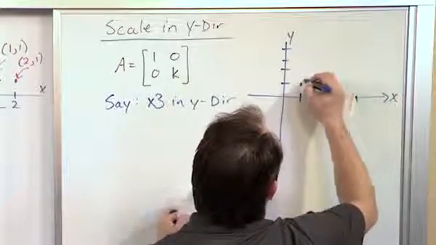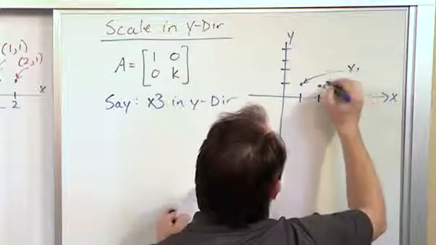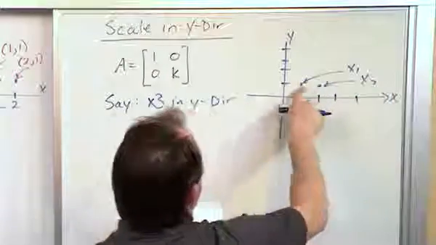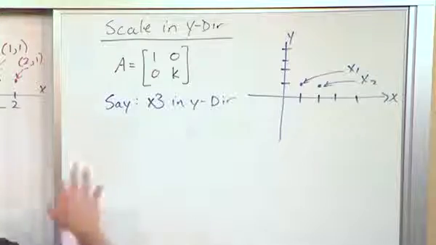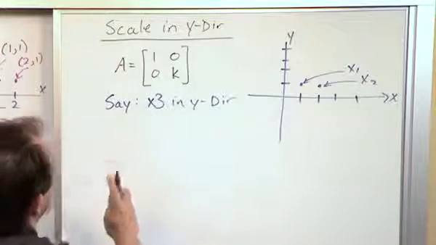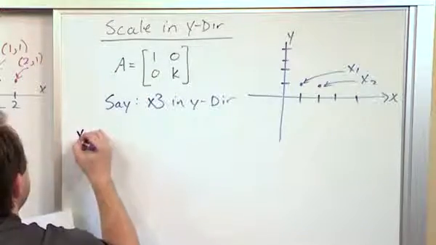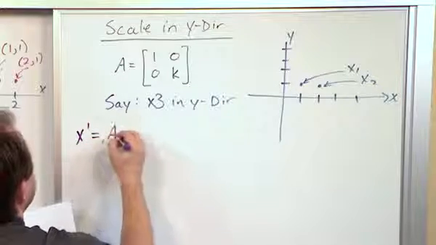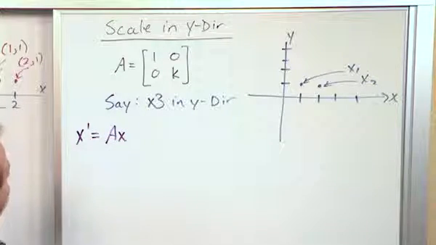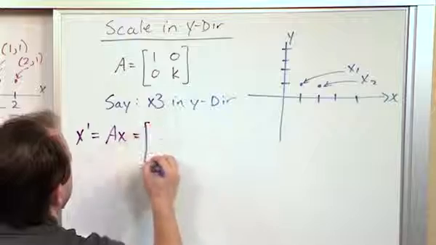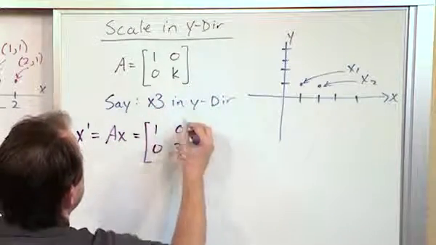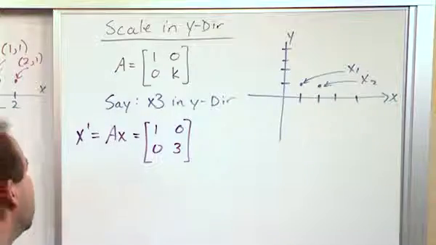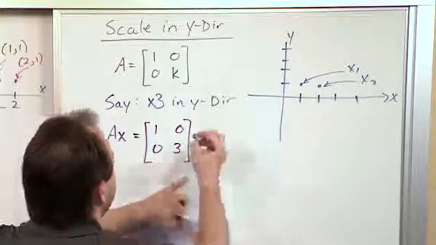We'll call this x1. We'll call this x2. So again, it's (1, 1) and (2, 1). Those are my original points. We want to transform those according to the scale, and we're multiplying by 3 here. So the new point is going to be the transformation matrix times the old point. The transformation matrix is 1, 0, 0, and now k is 3 because we want to stretch in the y direction. Now we have to multiply by the original point.